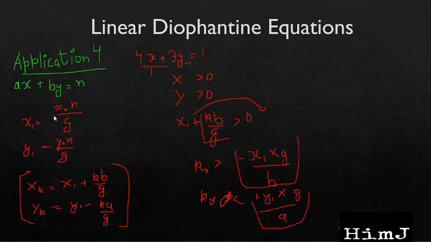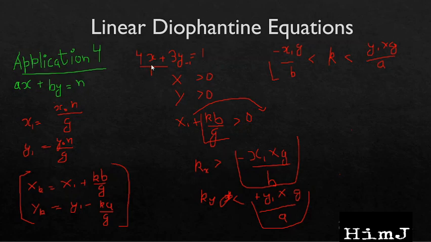So for a solution to exist such that x and y are positive integers, we should be able to find a k in between these two range. So basically k should be less than y1 times g divided by a, and should be greater than x1 times g divided by b. And you can simply check this using an if statement. Now let us check for these examples.